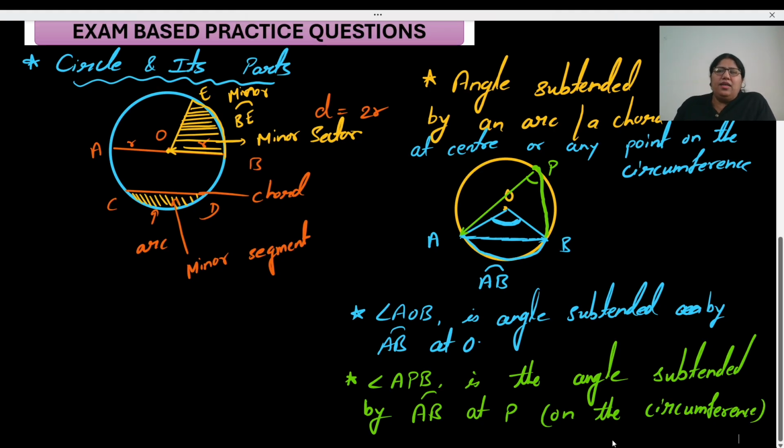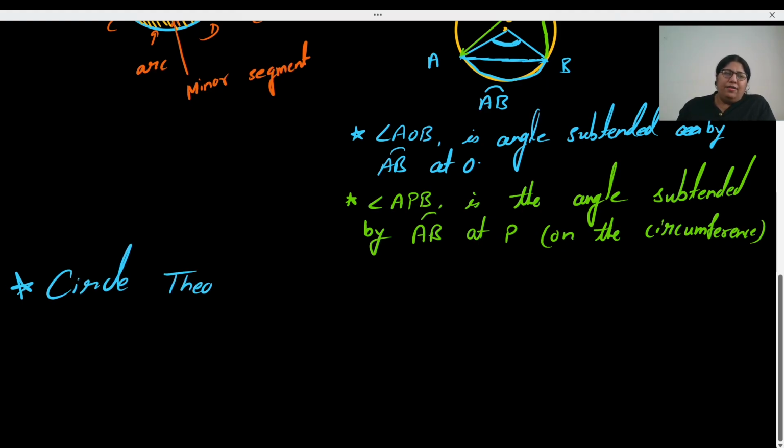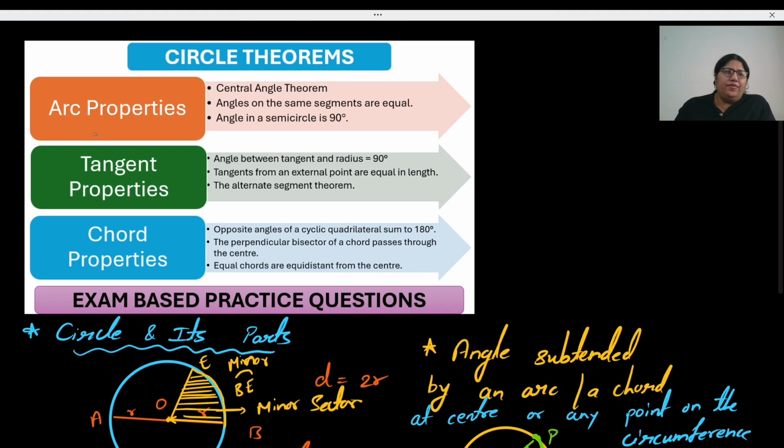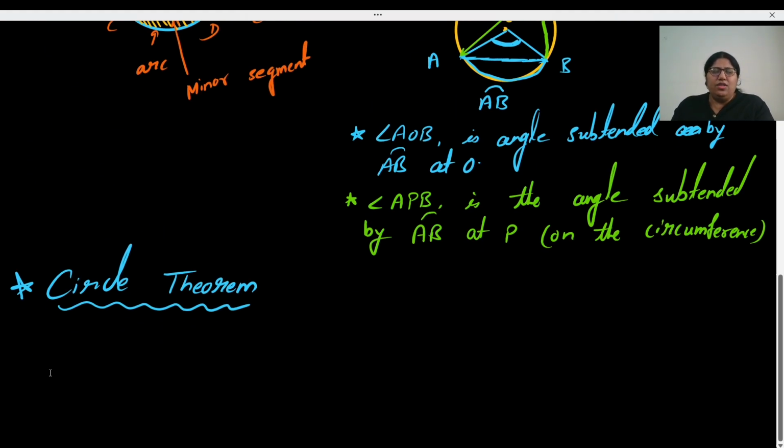So this basic you have to know. Let us start with the circle theorems now, because whenever you start circle, first you should know about these parts, and then we'll start with circle theorems. And first we will see the circle theorems based on arc properties. So there are three theorems: central angle theorem, angles on the same segment, and angle on a semicircle is 90 degrees. So let us start with the first theorem.